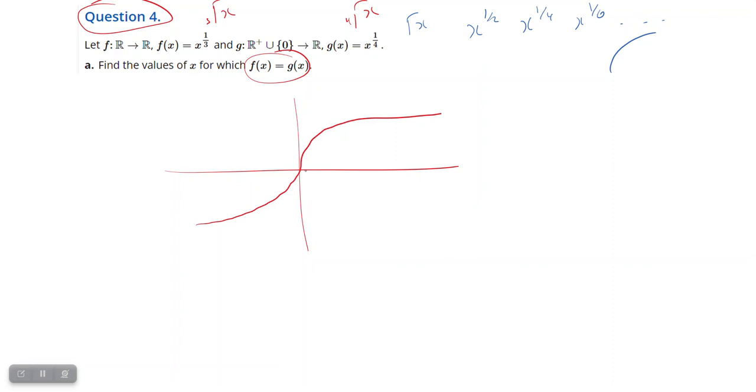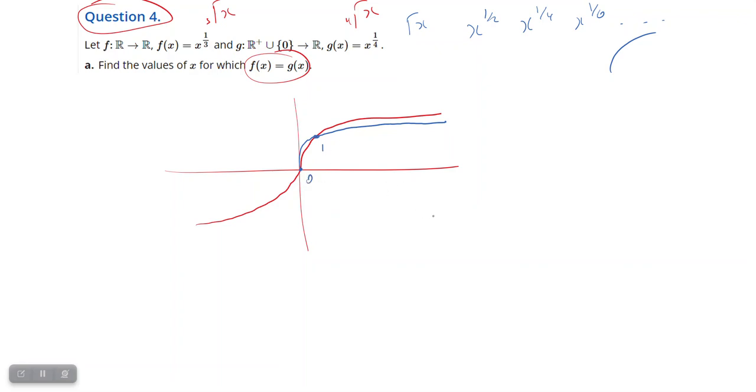Okay, so when you draw this, the x to the power 1/4 will go slower. Okay, so what's going on? It's going to start at 0, and it's going to go like this, but it's going to go slower. Okay, and the intersections here will be at 1 and 0.